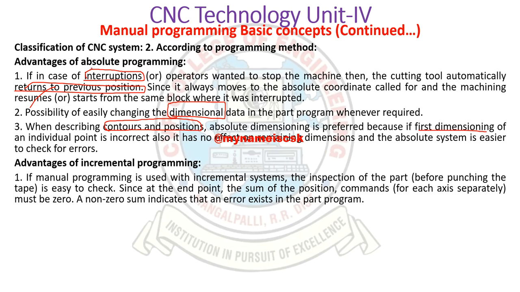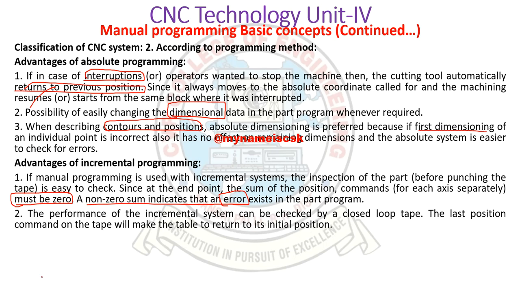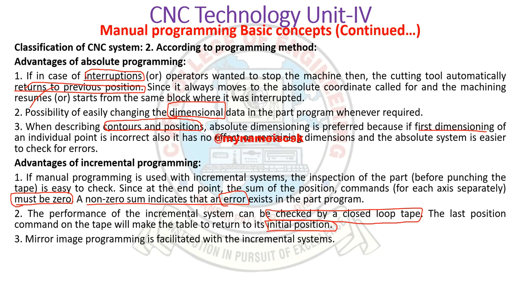Next, advantage of incremental programming. Sometimes absolute will be messy. Why? Because here for each axis commands are given separately, and if you add everything, the value must be 0, and a non-zero sum indicates that you have some error in your program. So if you want to find your errors, then you can go with incremental programming. Next, if you are using this one, it is checked by a closed loop tape, and the commands on the tape will return to the initial position. So after completion, it will return to its original position.